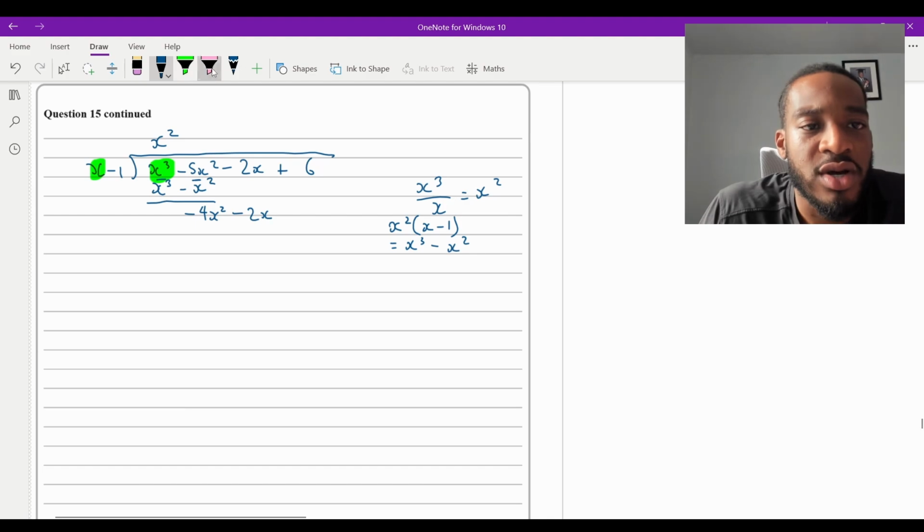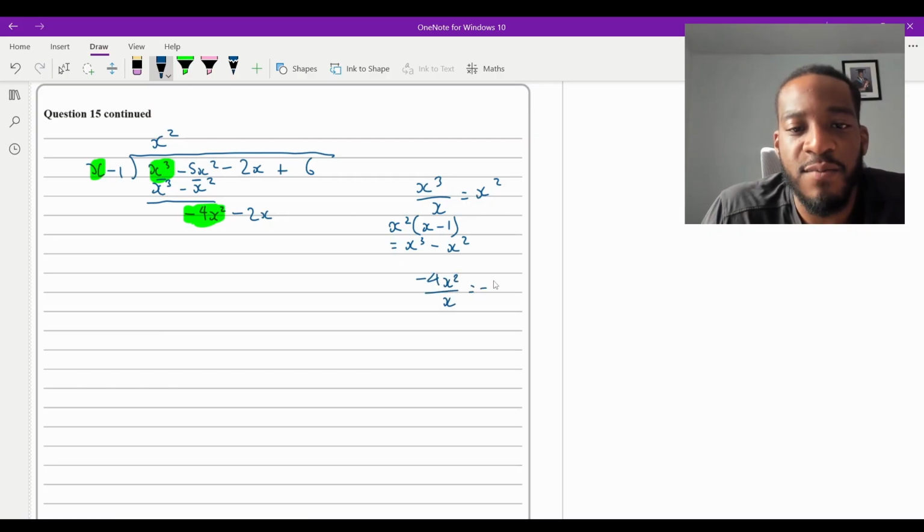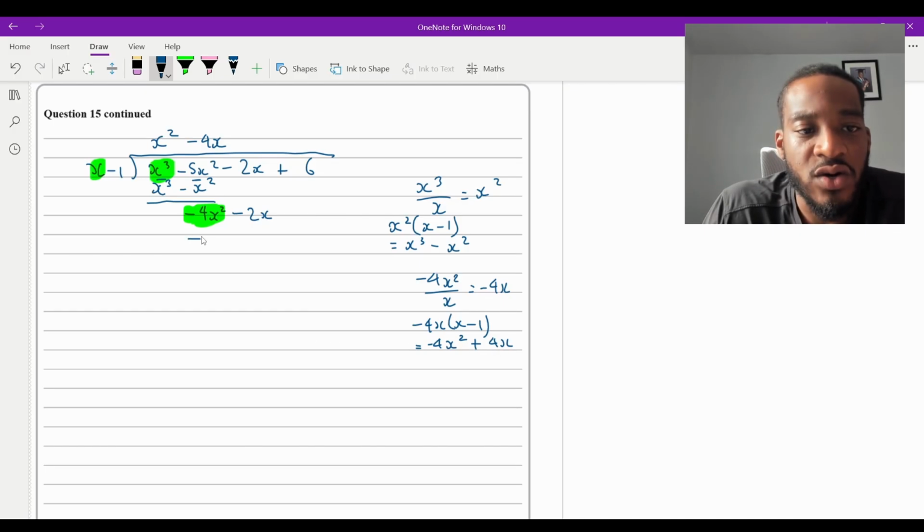So now I'm going to do minus 4x squared divided by x, that's going to give me minus 4x, and that will go on top. And then I multiply minus 4x by our divisor, which is going to give me minus 4x squared plus 4x, isn't it? Yeah, that's fine. And then this goes here, minus 4x squared plus 4x. And then again I'm going to repeat, take this away. These two are the same, it's going to be 0 all the time.